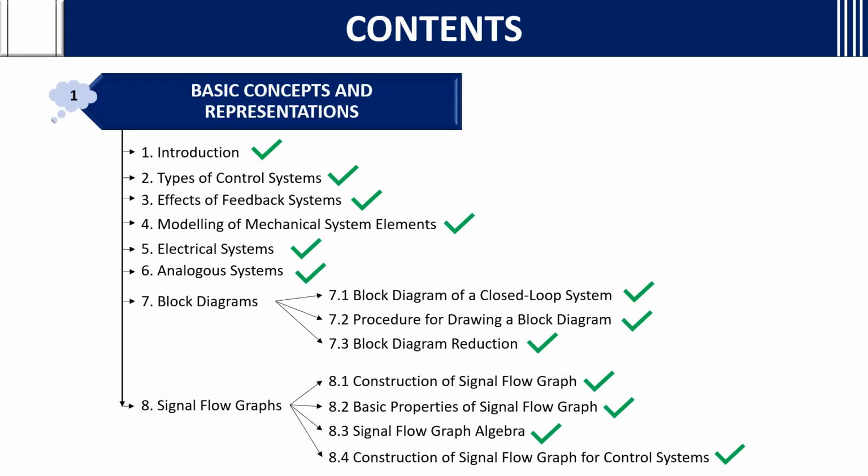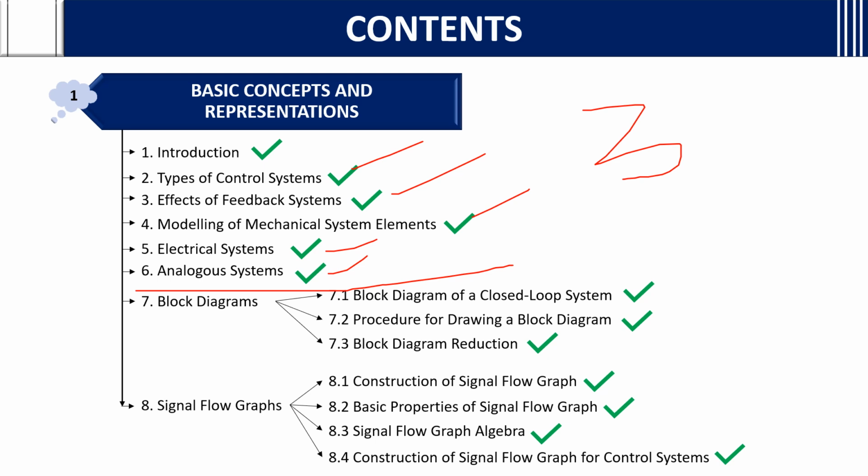By this we successfully completed module 3. See, we have seen the introduction, types of control system, effects, modeling of mechanical system, electrical, analogous. Again, after these concepts, two separate videos have been done for the mechanical translational and rotational problems. And I have done separately for block diagrams one video, and now in this video I completed signal flow graphs. So you successfully completed module 3.